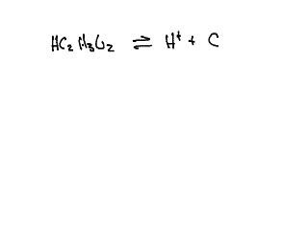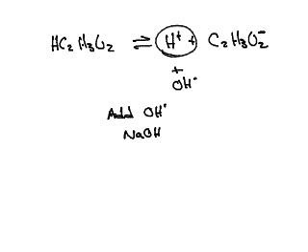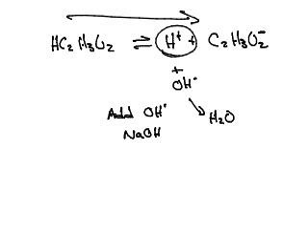So, for example, let's say I have HC2H3O2, and that dissociates into hydrogens and acetates. That's an equilibrium reaction. If I add hydroxide to that, like sodium hydroxide, the hydrogen reacts with the hydroxide to make water, and that shifts the reaction to the right. So when you're taking something away, you take it away that way, okay? Those are some conceptual things about equilibrium.